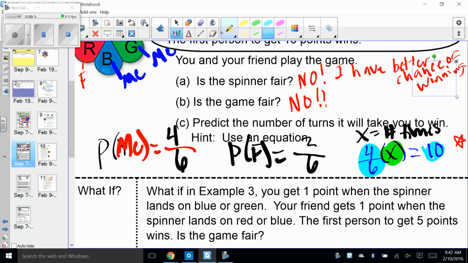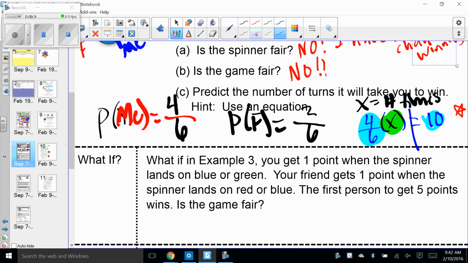There's your equation. We're going to go ahead and get rid of the fraction. So when we go to solve this, we're going to multiply by 6 first. Copy, paste. Okay? And then we're going to solve. We're going to have 4x equals 60. Then we're going to divide by 4, copy, paste. And so we get x equals 15.